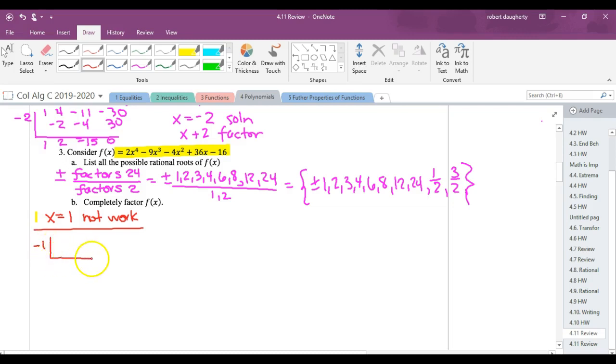I'm going to start with negative 1. Okay, so I'm going to have 2, negative 9, negative 4, 36, and negative 16. So that's negative 2, negative 11. Multiply those. 11 minus 4 is 7. Negative 7. That's 29. Minus 29. That does not work. So I've exhausted 1 and negative 1. Let's move on to 2 and negative 2.